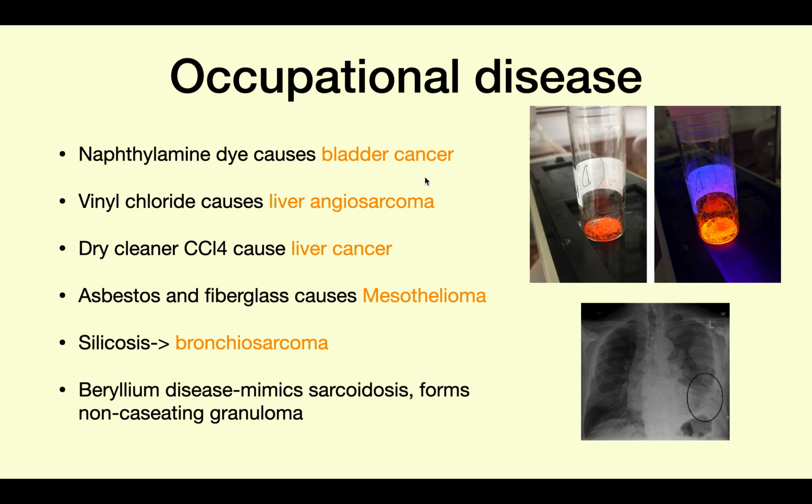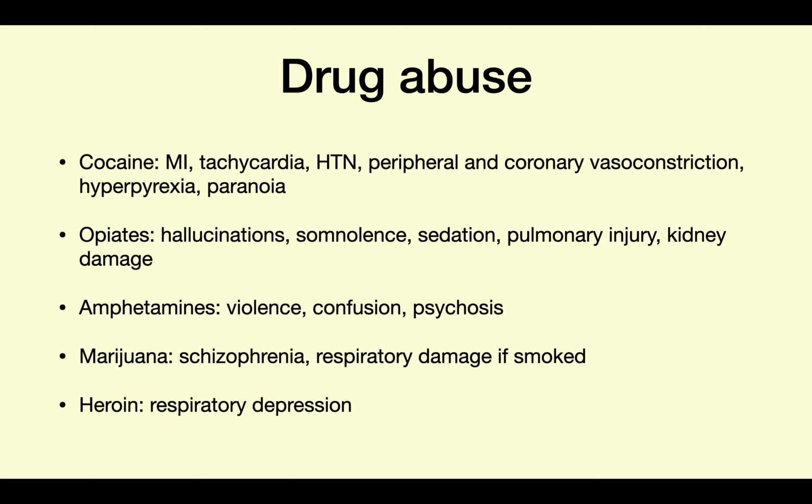Okay, so the occupational diseases. Naphthalene dye, it can also be like napalm, causes bladder cancer. Vinyl chloride causes liver angiosarcoma, so sarcoma of the vessels of the liver. Dry cleaners: carbon tetrachloride can cause liver cancer. Asbestos and fiberglass could cause mesothelioma, silicosis, bronchiosarcoma, and beryllium disease is going to mimic sarcoidosis, so it's going to be similar to silicosis.